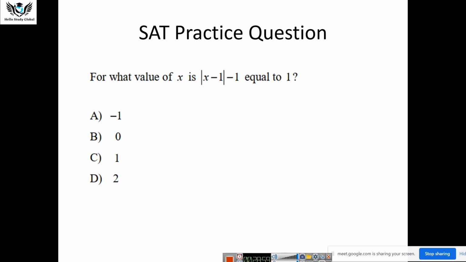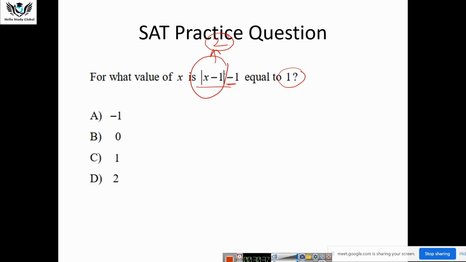See, we've studied about mod functions, no? And you know mod function always gives you a positive value, right? It always gives you a positive value. So that is what modulus function is, right? Okay, for what value of x is this equal to 1? See, for the result to be equal to 1, this has to be equal to 2, right? Only then 2 minus 1 would be equal to 1, no?